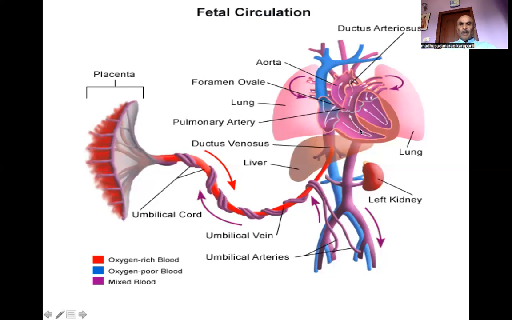The right ventricle ejects the blood. More than 55% of the combined ventricular output is carried by the right ventricle, and it ejects the blood into the pulmonary trunk. Because of the high pulmonary vascular resistance, most of the blood from the right ventricle is ejected into the descending aorta through the ductus arteriosus.